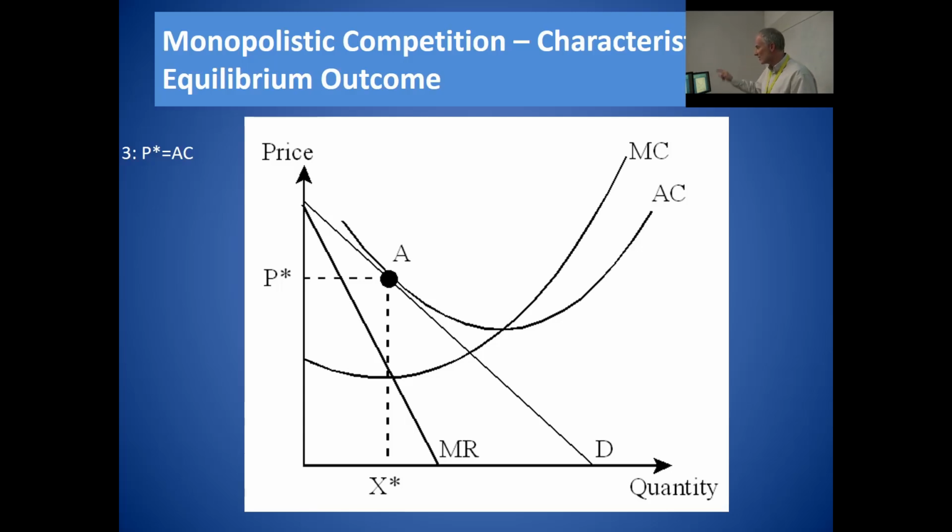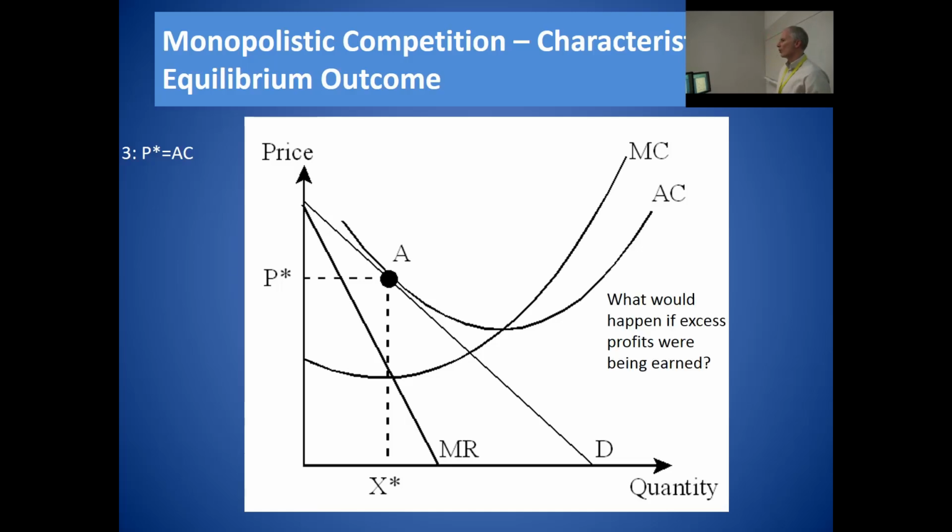And if you think about it, the only way that you can guarantee that third point is if the demand curve just touches the average cost curve. Because for point A to be our equilibrium, we need to be on both the demand curve and the average cost curve at the same time. That's the only way that price can equal average cost. And that will only occur when the demand curve just touches, is tangential to, the average cost curve. And that is what our equilibrium will look like.